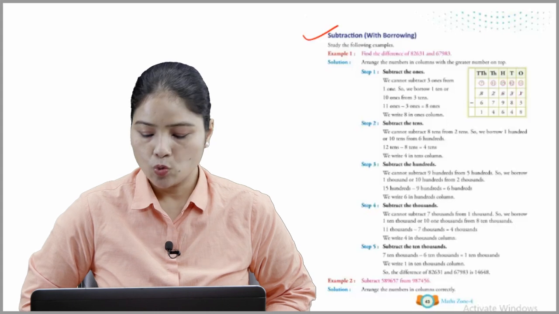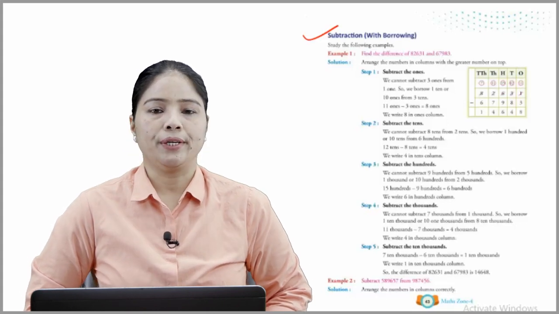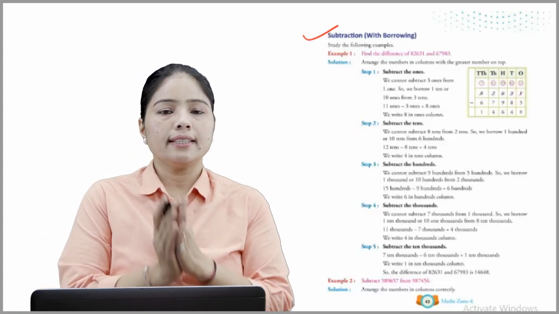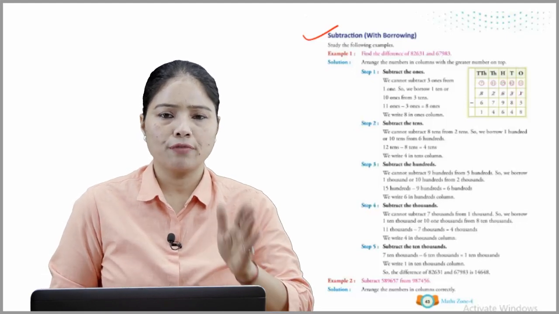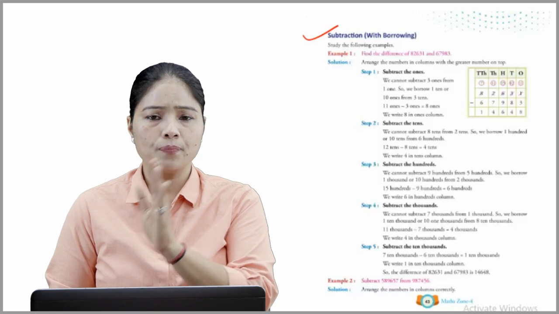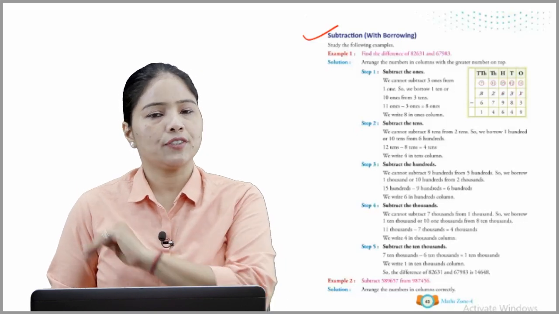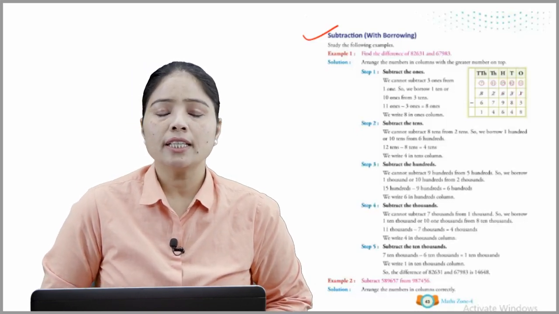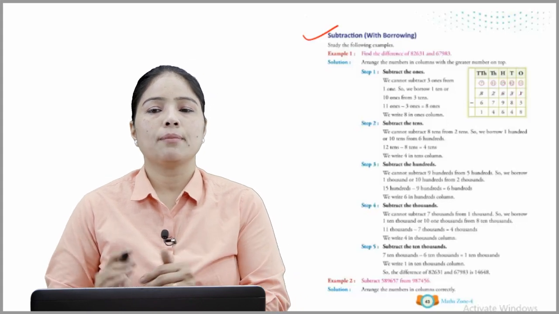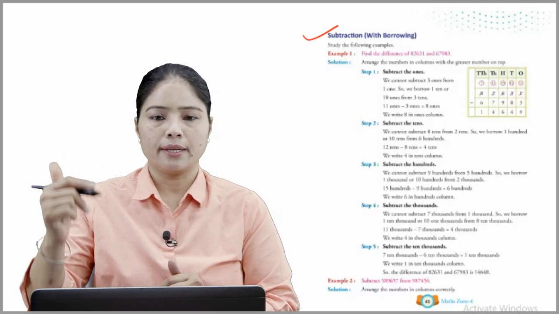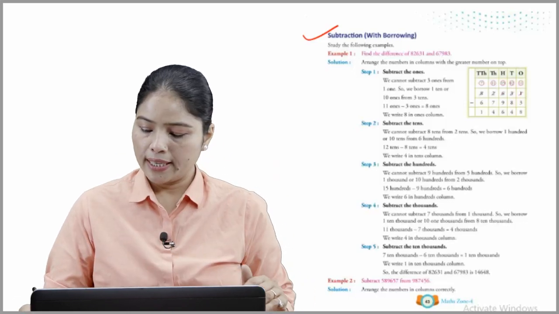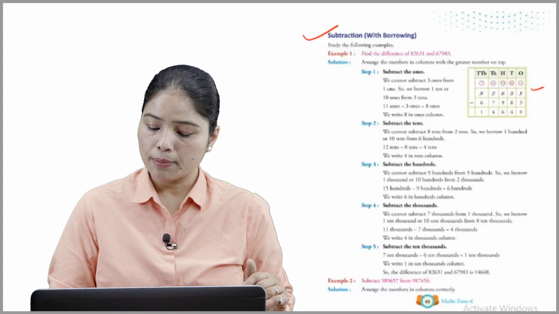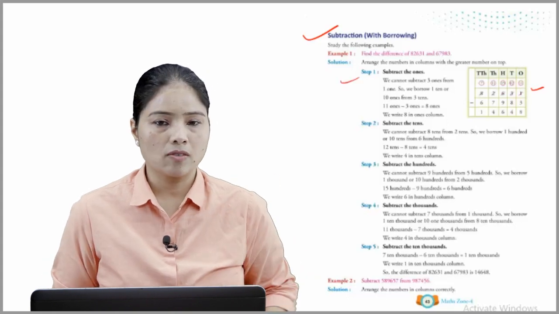Now move on next, which is subtraction with borrowing. Okay. Study the following examples. Example number 1, find the difference of 82631 and 67983. Solution. Arranging the numbers in columns with the greater number on top. Top पे हमारा greater number आता है. Okay. Step number 1, subtract the ones. हमने इस तरीके से greater number ऊपर लिख लिया. उसके बाद हमने क्या करना है, ones की place से start करना है.